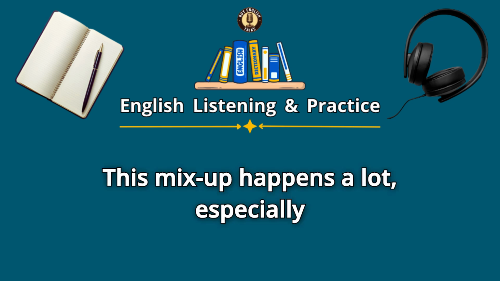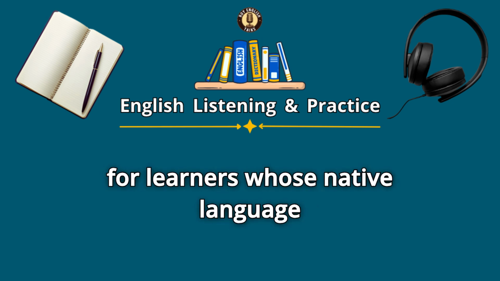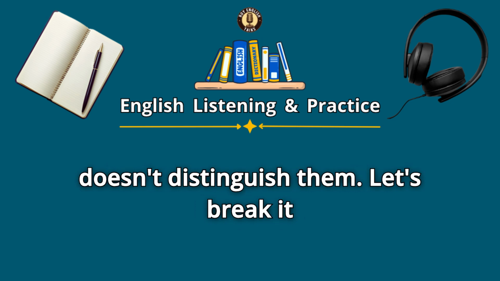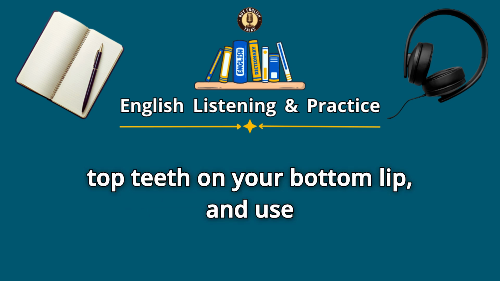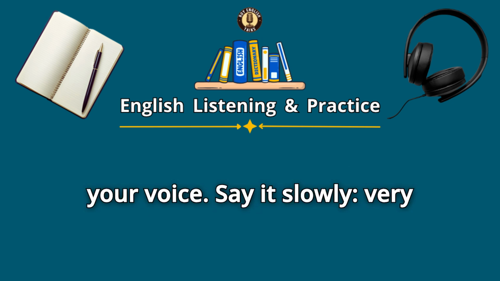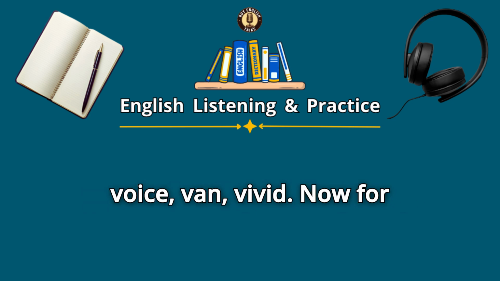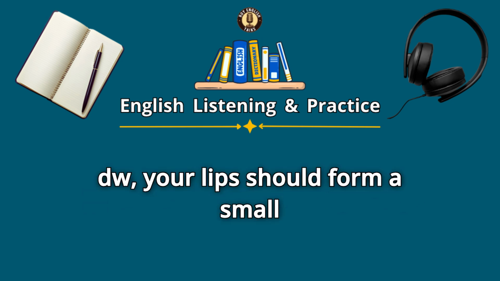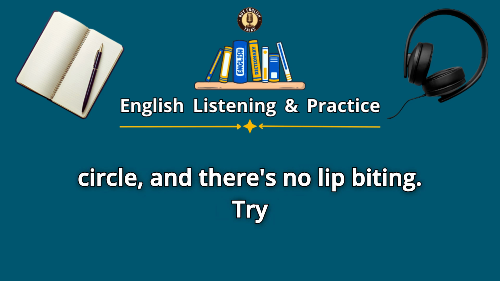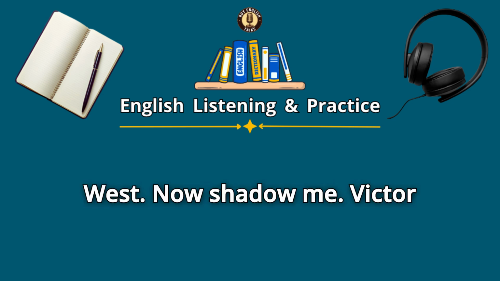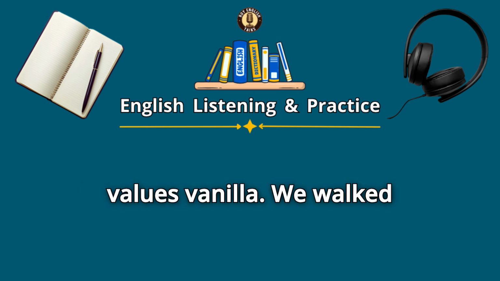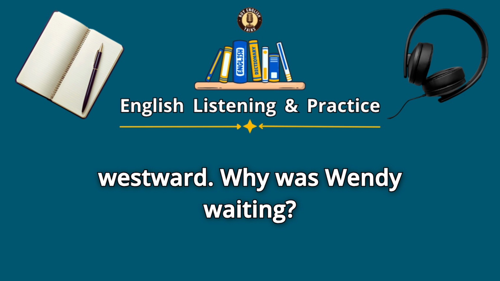This mix-up happens a lot, especially for learners whose native language doesn't distinguish them. Let's break it down. For V, place your top teeth on your bottom lip and use your voice. Say it slowly: very, voice, van, vivid. Now for W, your lips should form a small circle and there's no lip biting. Try it. Water, way, why, west. Now shadow me. Victor values vanilla. We walked westward. Why was Wendy waiting?